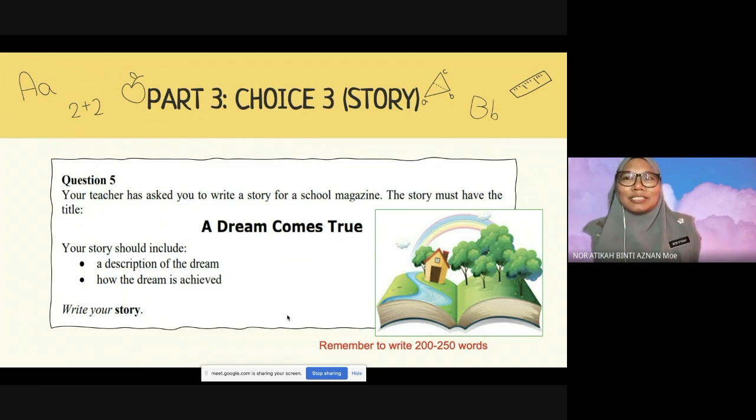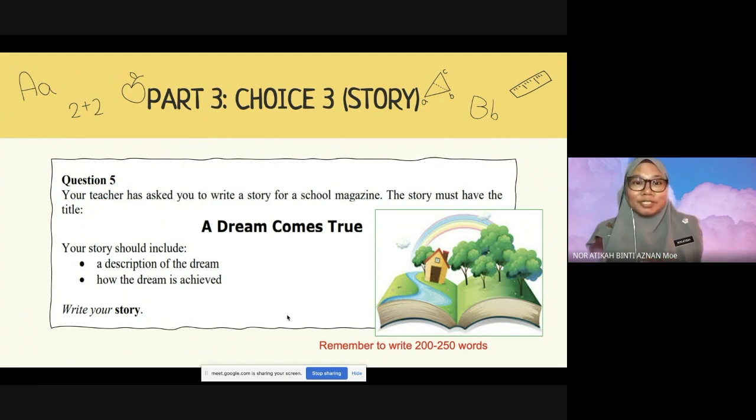When I first look at the question, a dream comes true, naturally you will think about two things. First is a dream that you have in your sleep, when you sleep at night in your slumber, and the second one is a dream where it is your ambition, your aim in life, what you want to be. So you have to be clear on this question. For this question, you have to read the details.